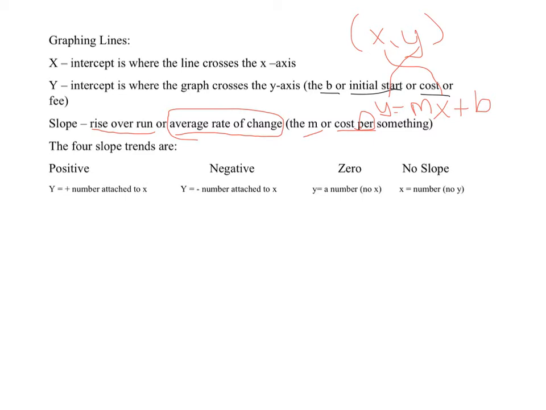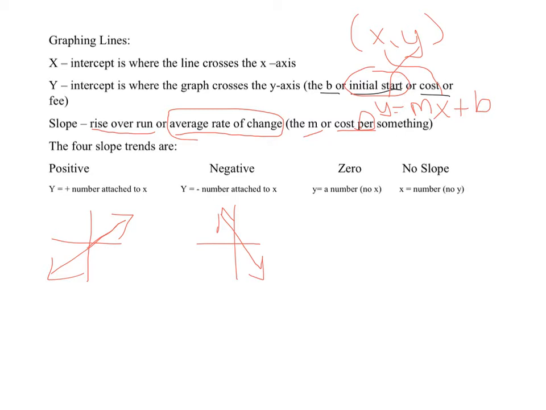So to recap, the key words here: my y-intercept is my initial value, my startup, and my slope is my per, what it costs per month or per day. When we talk about slope, there are 4 different types of trends. Remember that my positive, going from left to right, is going uphill. My negative, going from left to right, is downhill.